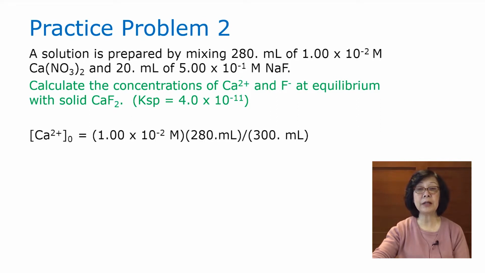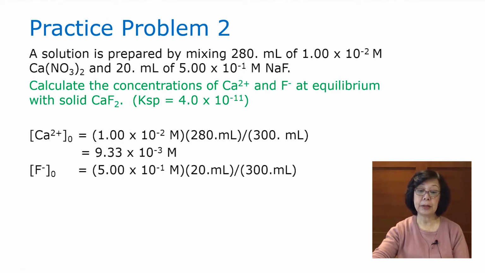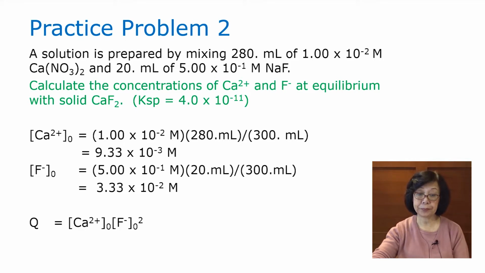First, we calculate the initial concentration of calcium ion, which is 1 times 10 to the minus 2 molar times 280 milliliters in a total mixture volume of 300 mL. This is adding 280 to 20 to get 300. Now it is equal to 9.33 times 10 to the minus 3 molar. In a similar fashion, we calculate the initial concentration of fluoride ion, and we find it to be 3.33 times 10 to the negative 2 molar.